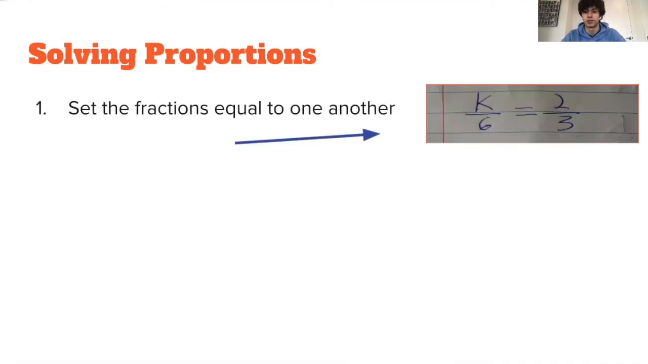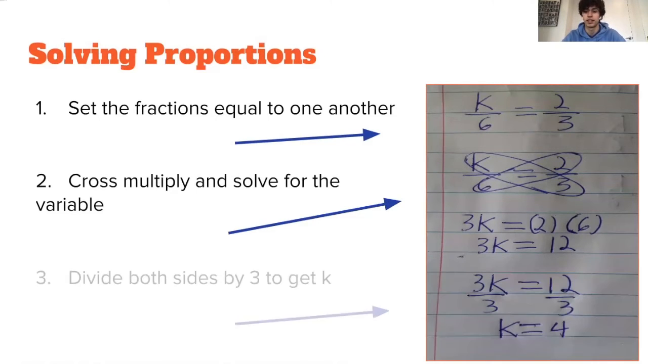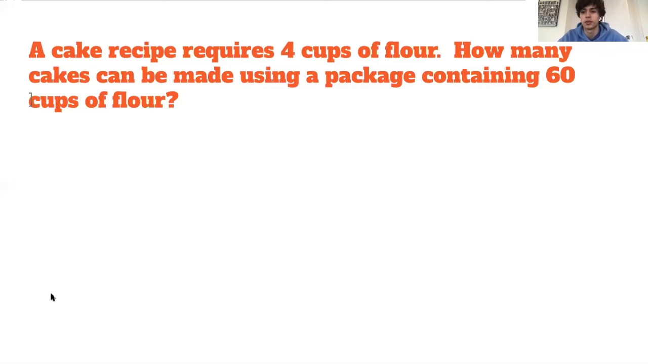Here's an example. K over 6 equals 2 over 3. To solve, we cross-multiply and solve for the variable, or the unknown. It should give us 3k equals 2 times 6, or 3k equals 12. Next, we divide both sides by 3, and we get the answer, k equals 4. Now we're going to go over problems on the worksheet, so make sure you have that in front of you. We're going to start with question number 5 on the sheet.